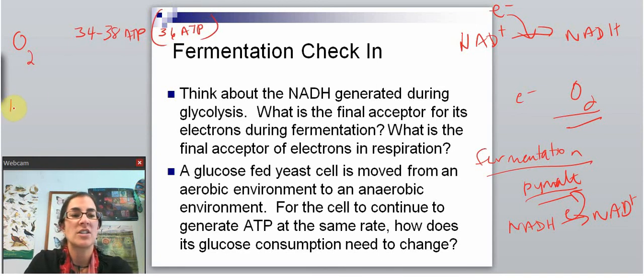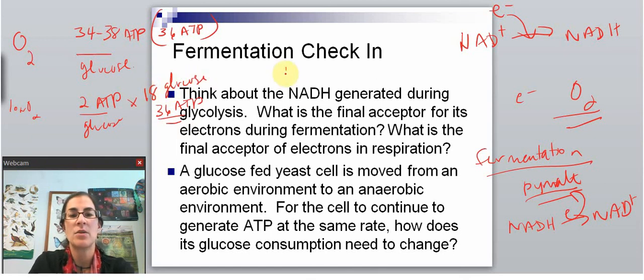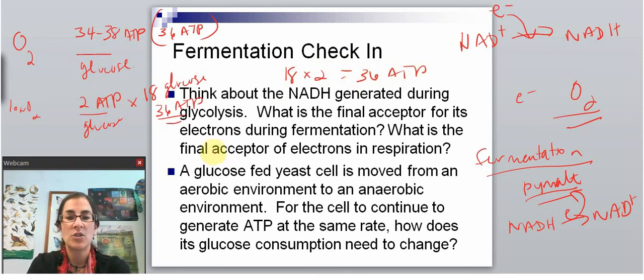In low oxygen conditions, the cell will have to carry out fermentation, where it only makes 2 ATP per glucose. So that's a lot less. In order for it to make 36 ATP, it would now have to use 18 glucoses. How did I get that number? Well, 18 times 2 is equal to 36 ATP. So it would have to increase its glucose consumption 18 times. So it's going to burn through sugar much faster.